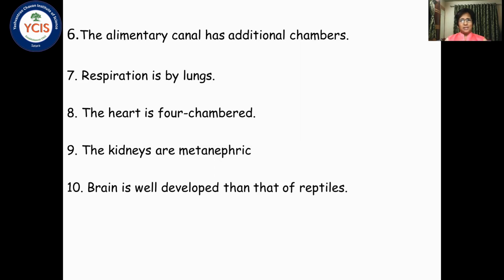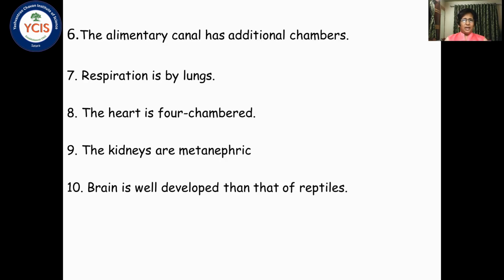Okay. Next one, the heart is 4-chambered. Sinus venosus is absent in birds, and the renal portal system is also very much reduced, and red blood corpuscles are nucleated, oval and biconvex in nature. Then next one, kidneys are metanephric. Metanephric means well developed kidneys which drain the nitrogenous waste material into the cloaca through the ureters. Urinary bladder is absent except in Rhea americana.